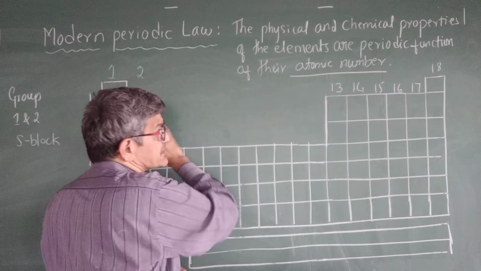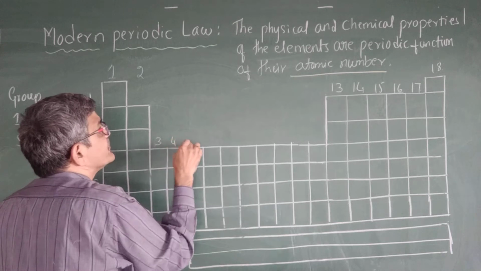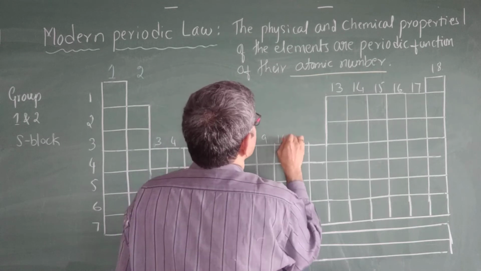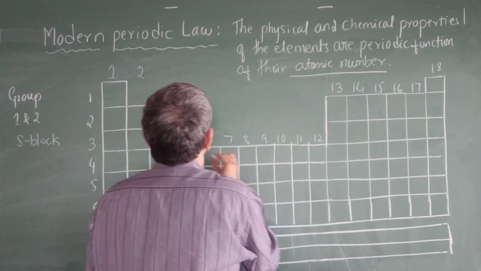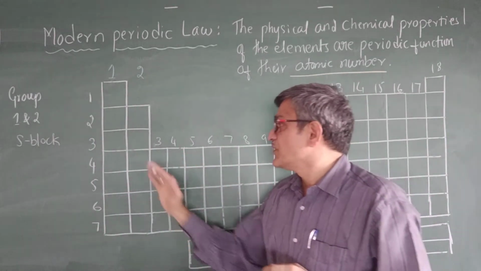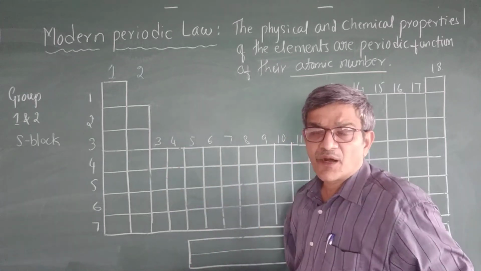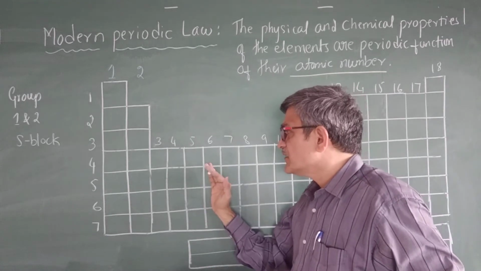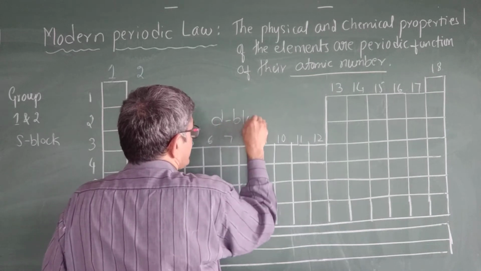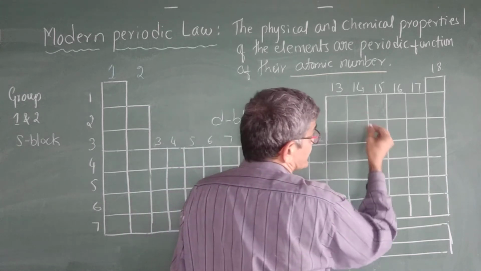Between S and P we have groups 3, 4, 5, 6, 7, 8, 9, 10, 11 and 12. These groups are called transition elements. Transition takes place, and most of these elements are metals. These are called D block elements.